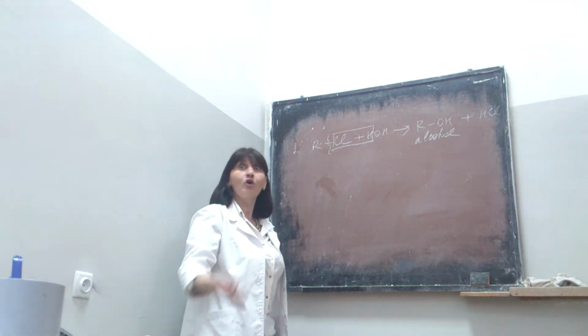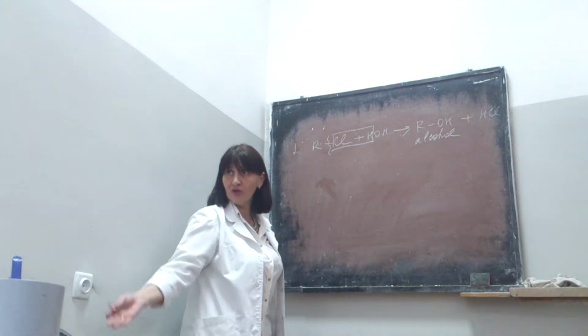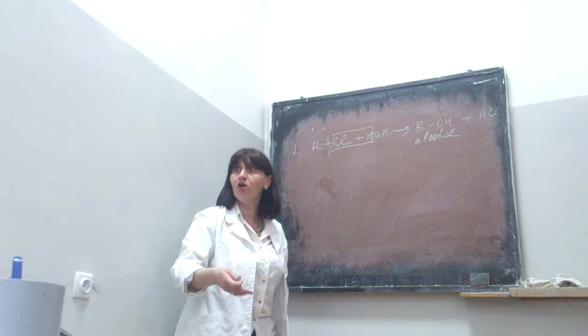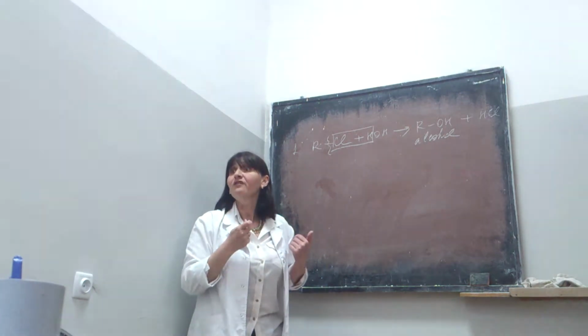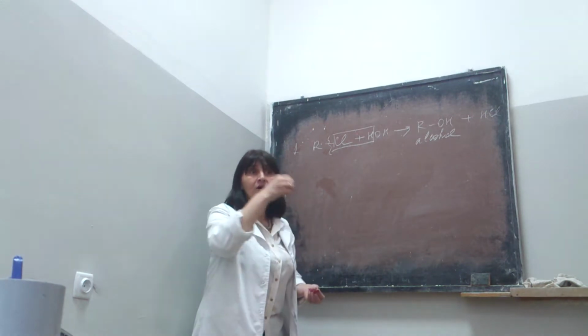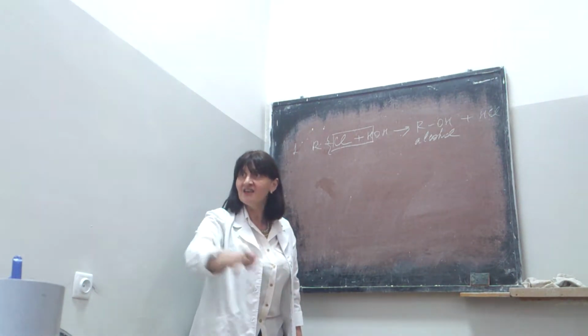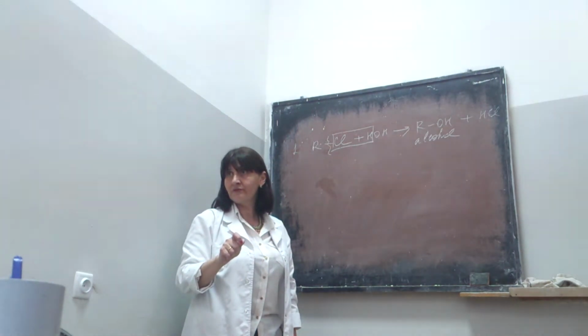You have to know that alkyl halide plus water, the product always is alcohol. But which alcohol? You have to know the structure. You have to draw the structure from the name, and after that give me the name of this product.